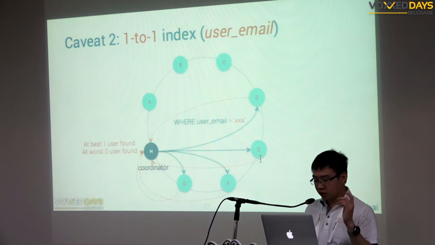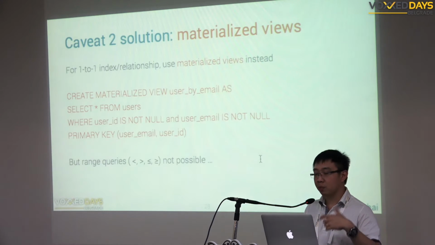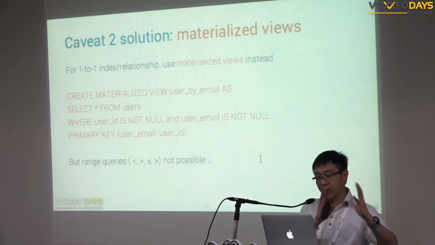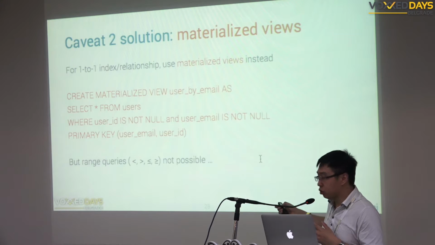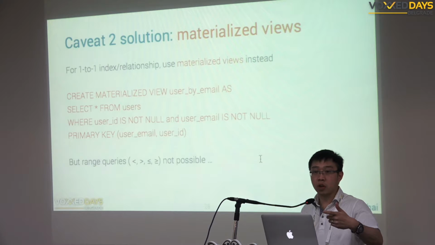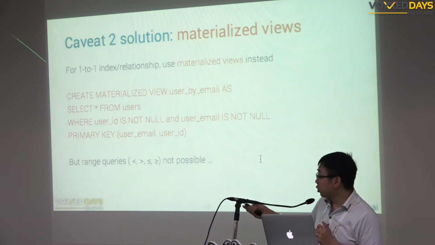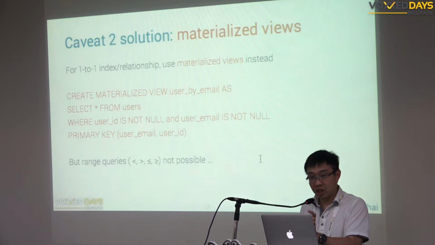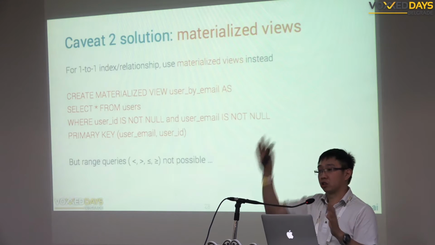Right. So for this kind of one-to-one index, it is recommended to use a materialized view, which is a new feature in Cassandra. You can create a materialized view, which is a duplicate of your base table, and you put the user email as primary key. In this case, when you are looking for a user by user email, because it is a search by primary key, it will be very fast. And because the user email is the partition key, you only contact one single machine and not the whole cluster.